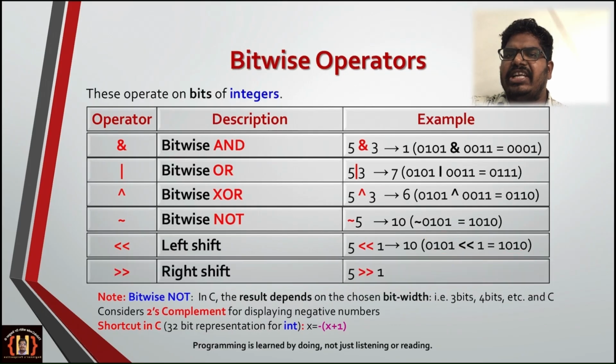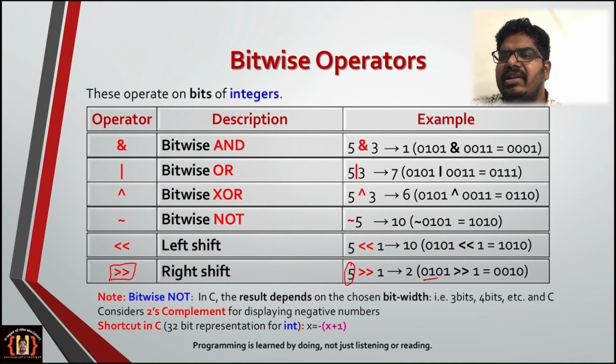Now right shift. Right shift is the two greater-than symbols. When I say right shift, take the binary equivalent of 5 and shift the bits by one position to the right. That's the meaning of it. Let's see one example again, taking the same 5 here. When I say right shifting, this bit will be shifted to the right. This is shifted to this position, 0 is shifted by one position and 1 is shifted to the 0 position, and this 0 is shifted by one position.